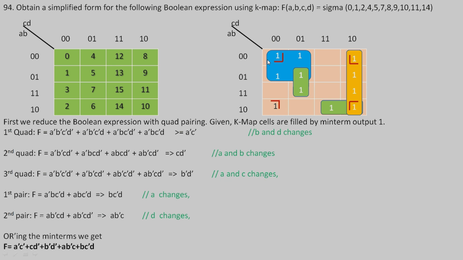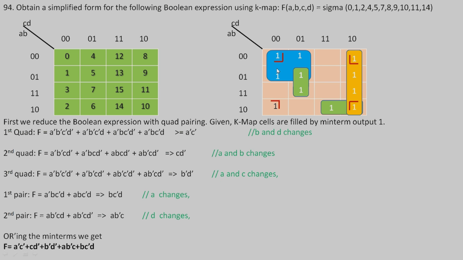So here you see that you can form a quad with these four minterm values, and since this one is isolated, you can overlap it with this quad to form a pair. Right, so this one is shared with this quad and this pair also. Similarly, here also there is a quad, and this isolated one can be overlapped to form a pair.